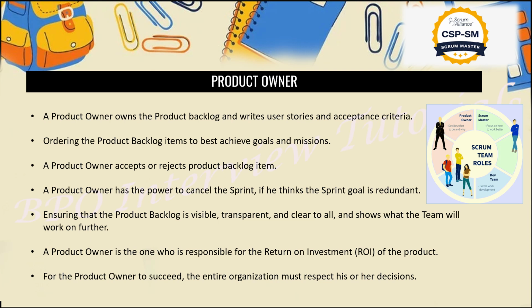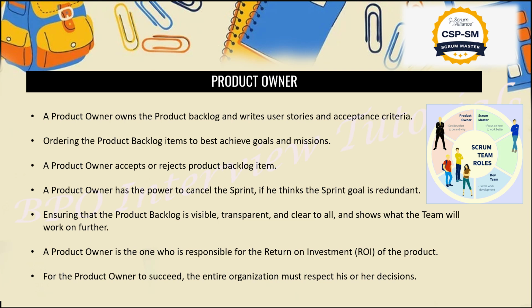Now, ordering the product backlog items to best achieve goals. I already told you, guys, it's the responsibility of the product owner to divide everything into sprints. Collectively we will divide, but it needs to be kept on priority, and which should be lower priority will be decided by the product owner. The third point here is that the product owner has a clear right to accept or reject a backlog item, or reject or delete the sprint. A product owner has the power to cancel the sprint if he thinks the sprint goal is not required or is redundant.